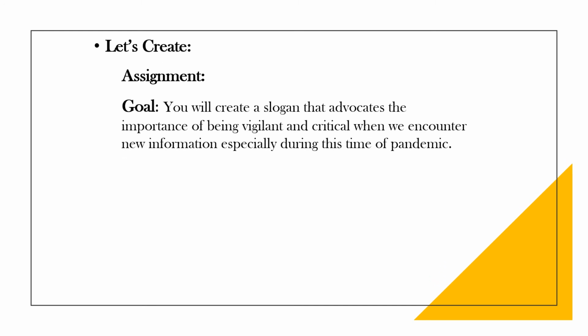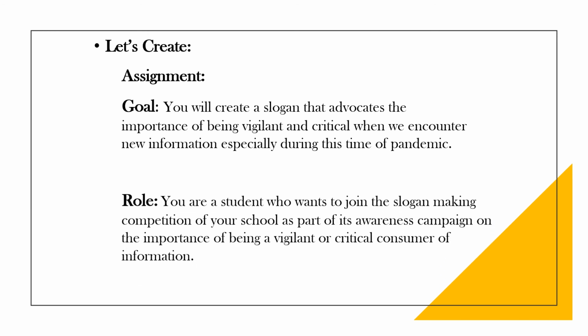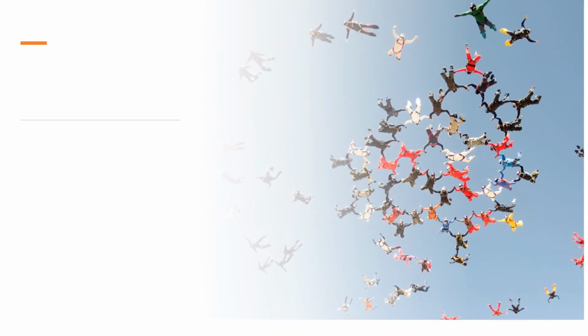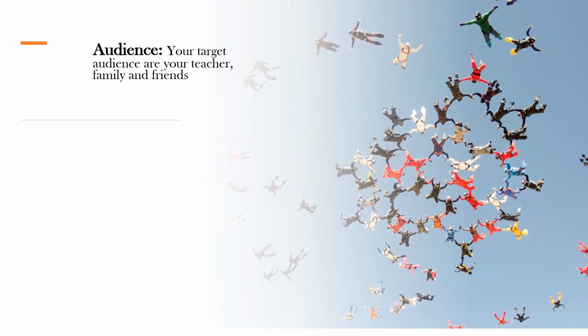Alright, for the Let's Create part of your module, this is your assignment. Your goal: you will create a slogan that advocates the importance of being vigilant and critical when we encounter new information, especially during this time of pandemic. Your role: you are a student who wants to join the slogan making competition of your school as part of its awareness campaign on the importance of being a vigilant or critical consumer of information. Your target audience are your teacher, family, and friends.